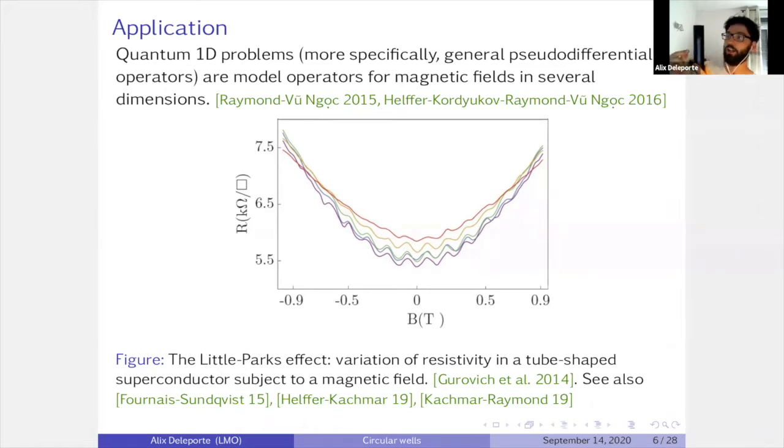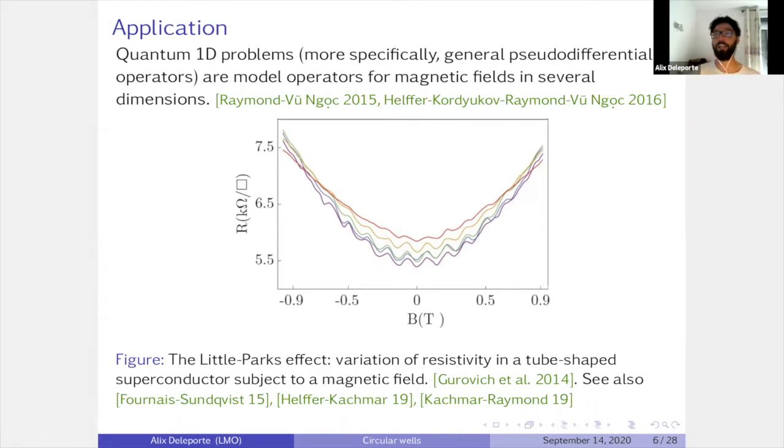And now you measure the resistivity between 2 points, from one side and the other side of the cylinder. You plot this resistivity as a function of the magnetic field which you applied, and you find these oscillations. This is an actual picture from an actual physics paper done by actual physicists.